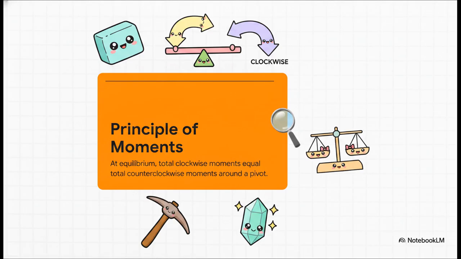It completely relies on the principle of moments, where a moment equals force multiplied by distance. For this whole apparatus to reach perfect horizontal equilibrium, the total clockwise turning forces have to exactly balance out the total counterclockwise forces around that pivot. It's essentially a giant, very precise seesaw.